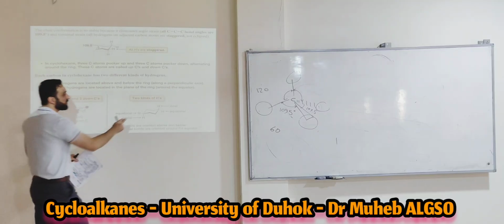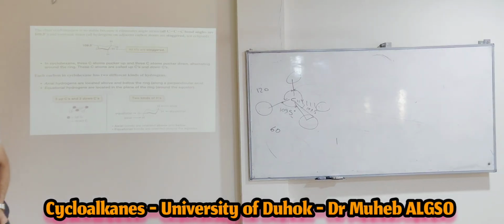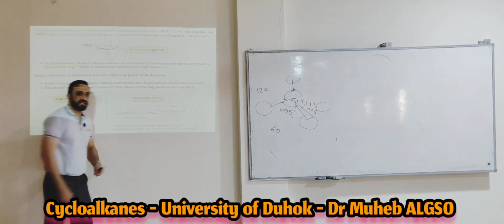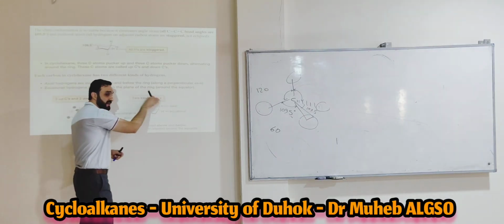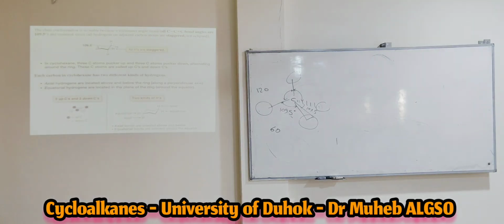So always equatorial hydrogen is with the plane of the molecule, but the axial hydrogen, meaning axial, will be perpendicular to the plane of the molecule. Do you understand? So here again, axial hydrogens are located above and below the ring, while equatorial hydrogens are located in the plane of the ring, as we show you here. This is equatorial hydrogen, but this is axial hydrogen.